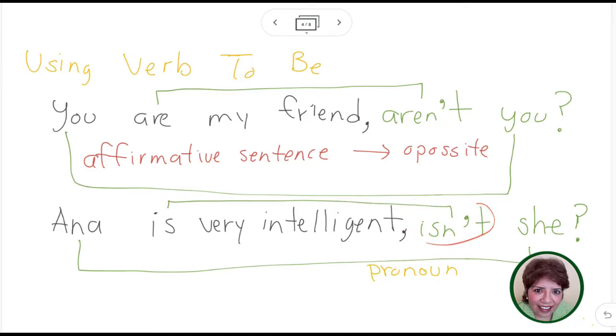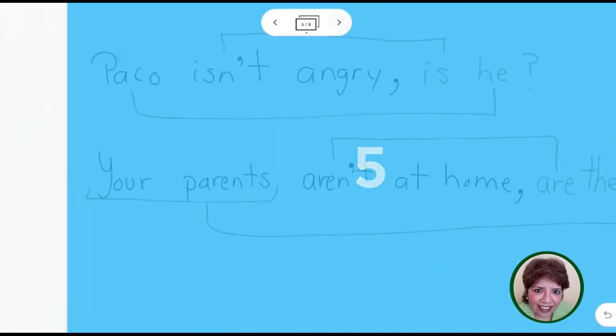The opposite of the verb is, then we have to write isn't for the tag question. But in this case, we have a name, Anna, and in the tag question, we have to write a pronoun. Then she. Anna is very intelligent, comma, isn't she? Because Anna, the pronoun for Anna is she. Okay, let's see another example with other verb.